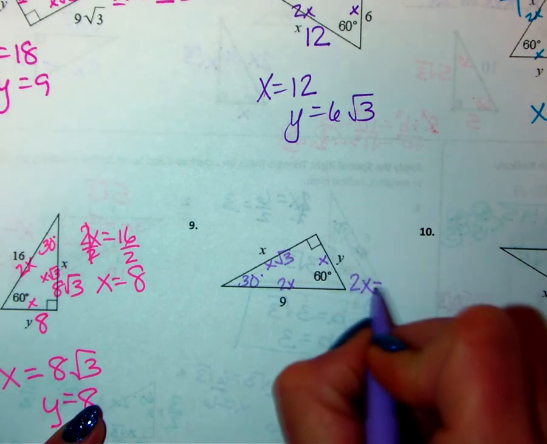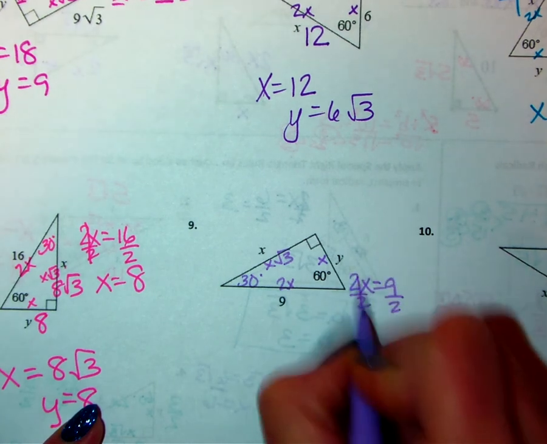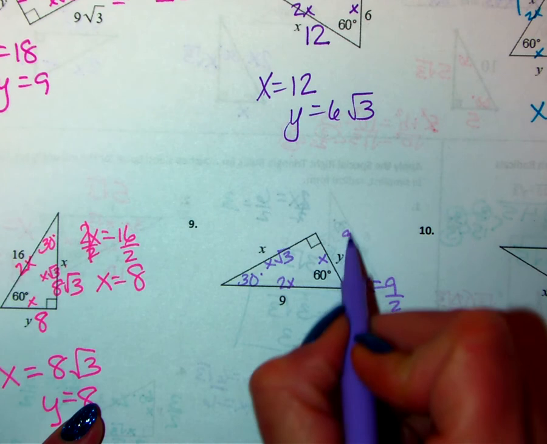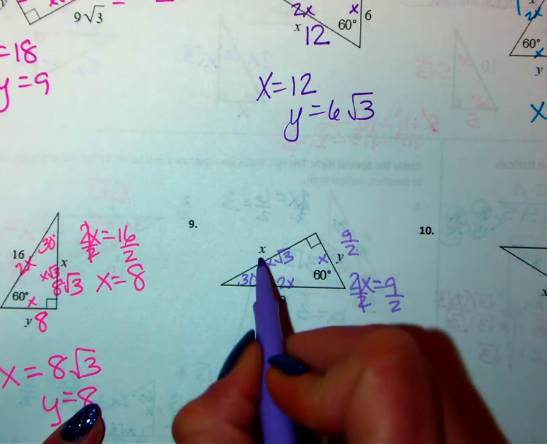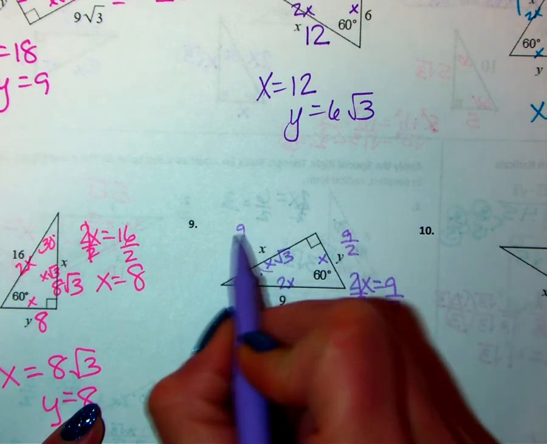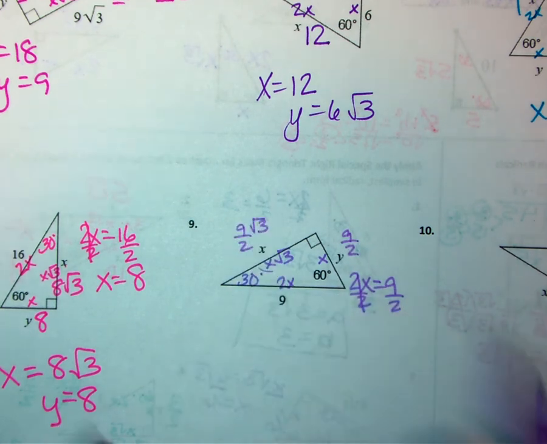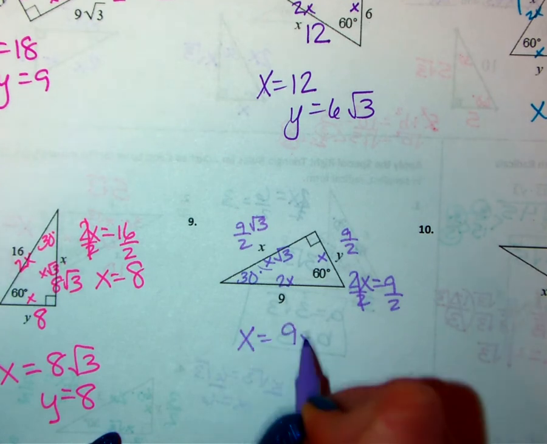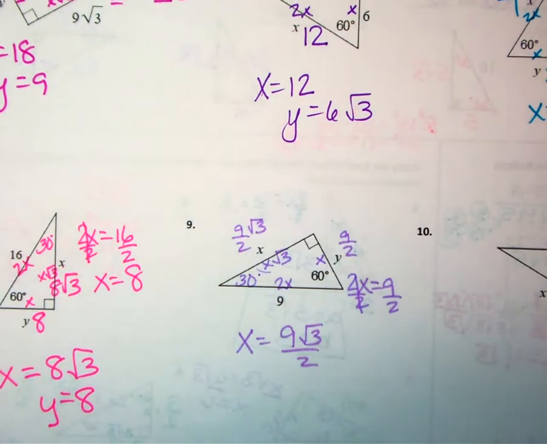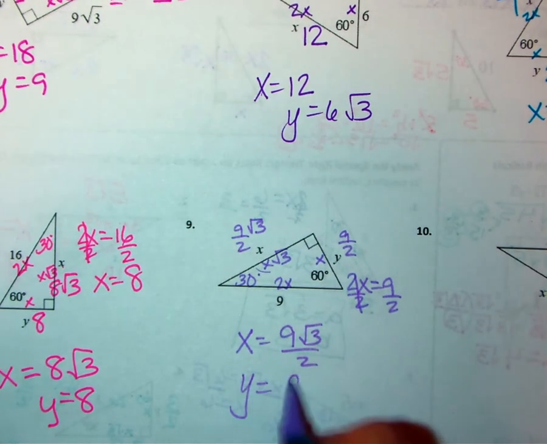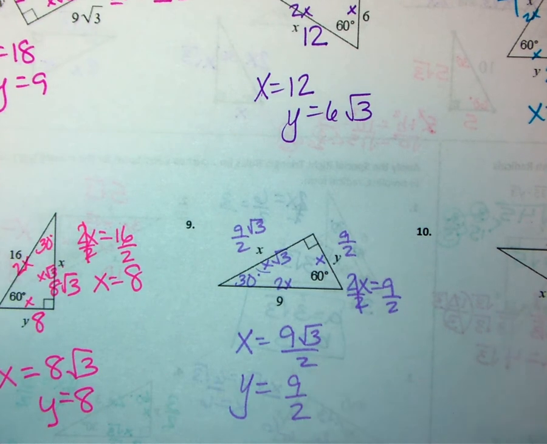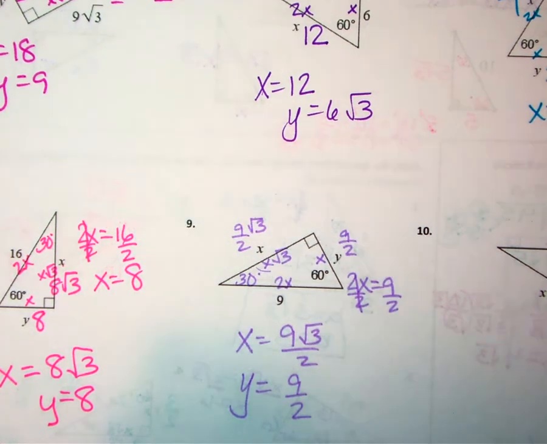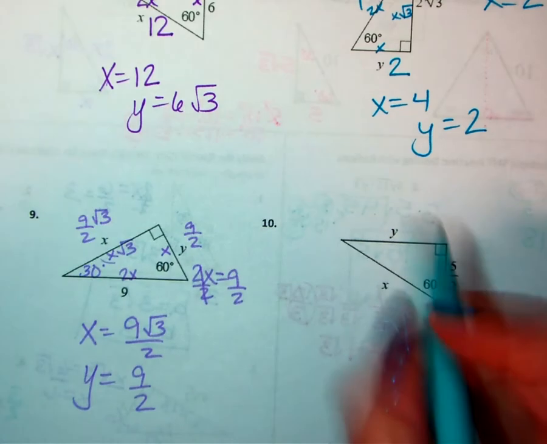Okay, so what makes 2x equal 9? Well, 9 over 2. So that means y is 9 over 2. And x here is 9 over 2 times the square root of 3. So x I can write as 9 square root of 3 over 2. And y is 9 over 2. And could you put 4.5 square root of 3 in here? 4.5, sure, as long as you're not rounding. Decimal terminates.